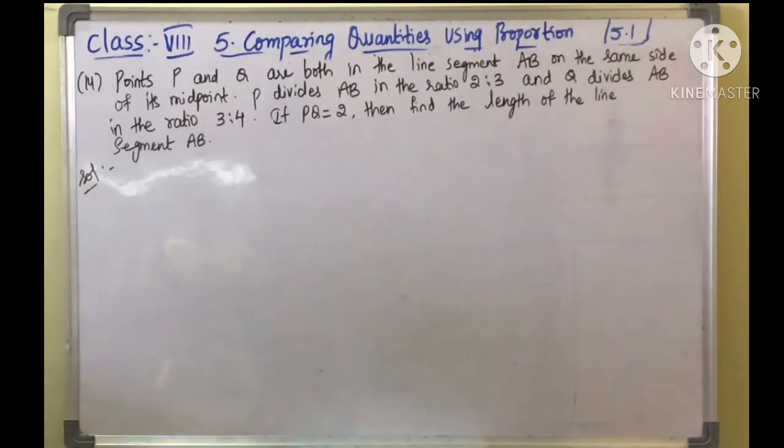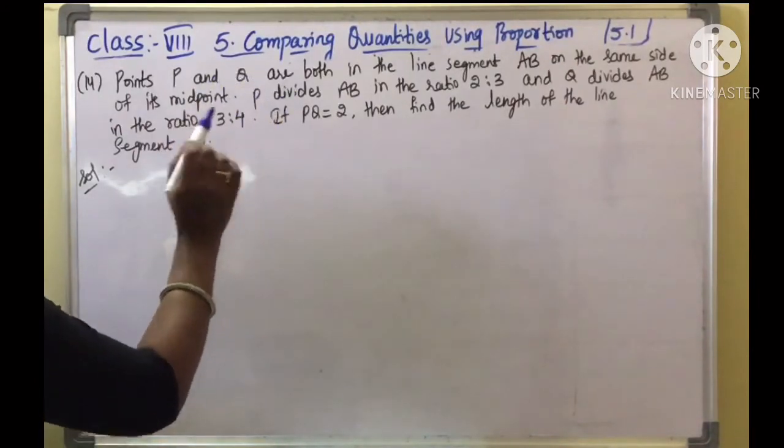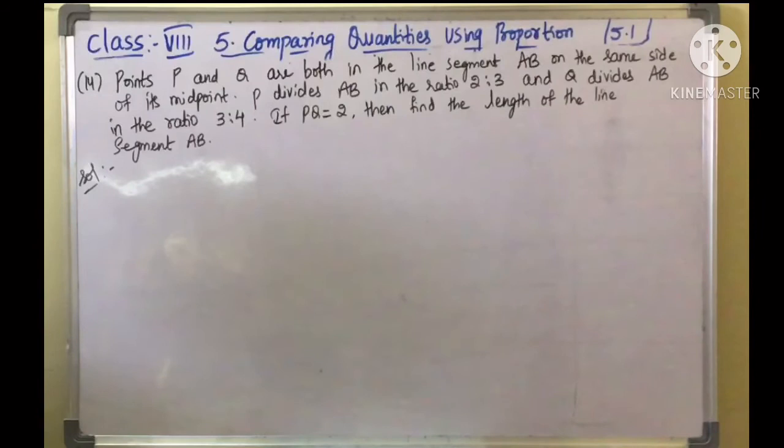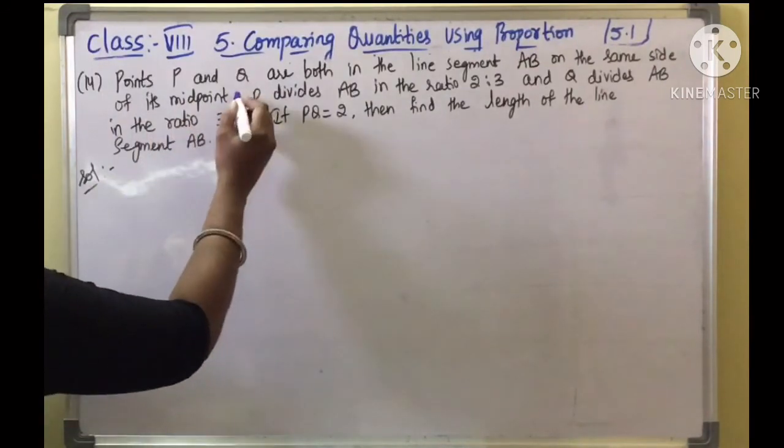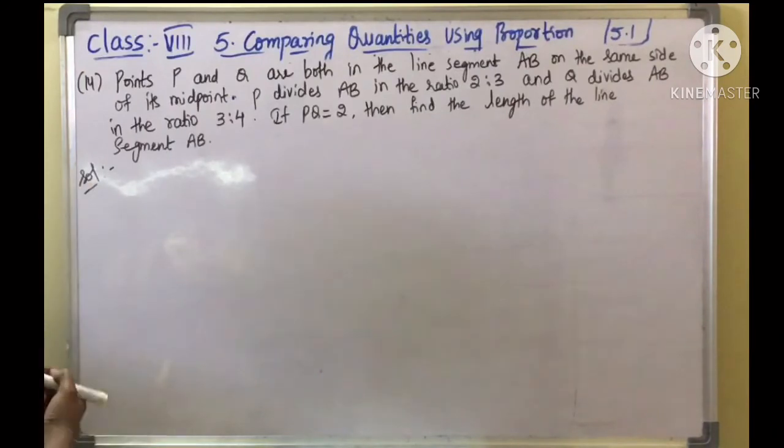Points P and Q are both in the line segment AB on the same side of its midpoint. So P divides AB in the ratio 2:3 and Q divides AB in the ratio 3:4. If PQ is equal to 2, then find the length of line segment AB. Okay, so little bit confusion, children, but no need to worry here. Here P and Q are both on the same line segment AB. Okay, next, given that C is the midpoint, here we will draw figure on the midpoint. So they did not give any midpoint here. We will take C as a midpoint.